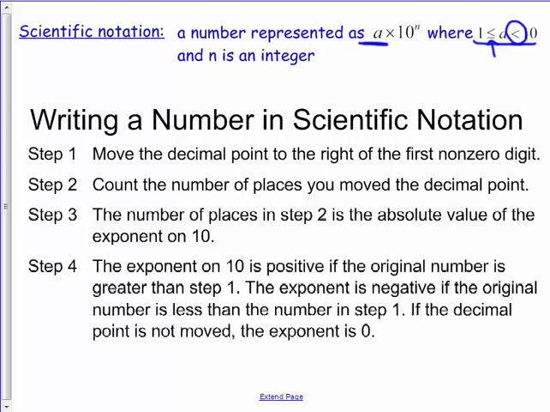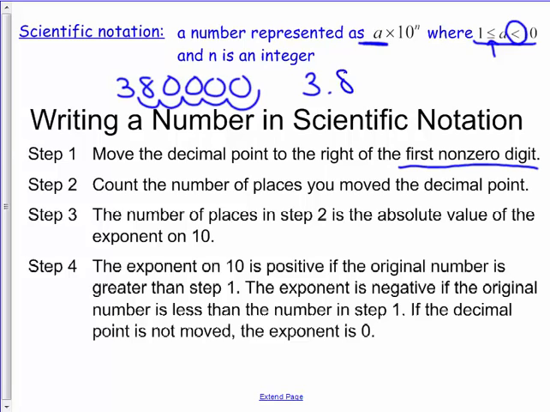So write a number in scientific notation. We have these steps. We'll take a look at a couple different ones here just real quickly. So if I look at the number 380,000, if I want to write it in scientific notation, first thing I want to do is move the decimal point to the first non-zero digit here. So basically put it between the 3 and the 8. Again, a has to be between 1 and 10, so the 3.8 would work there.